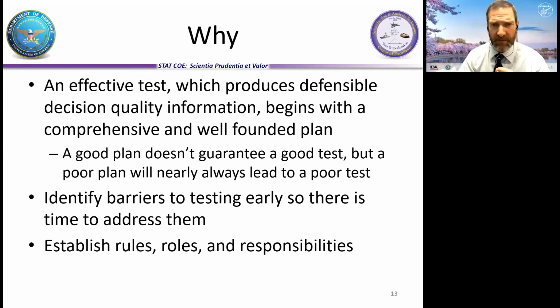A little quote there, right? A good test plan does not guarantee a good test, but the opposite: a poor test plan will nearly always lead to a poor test. We've certainly experienced that here.